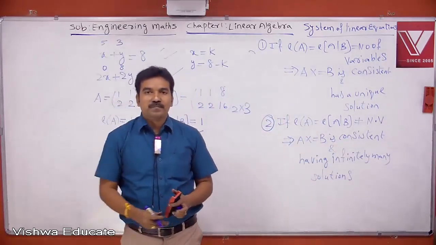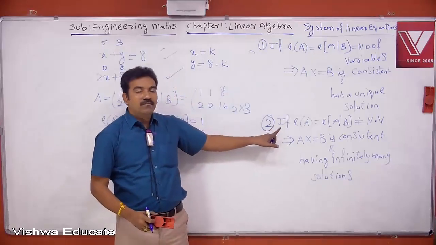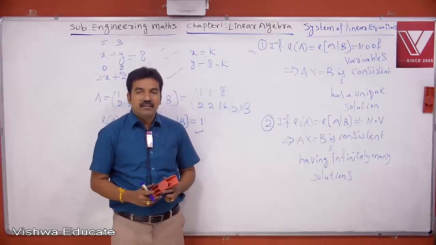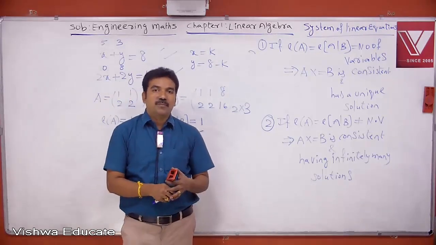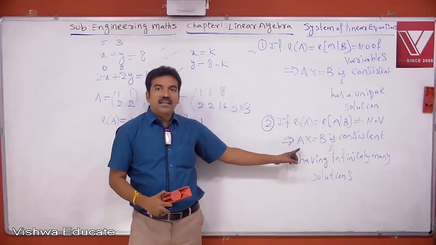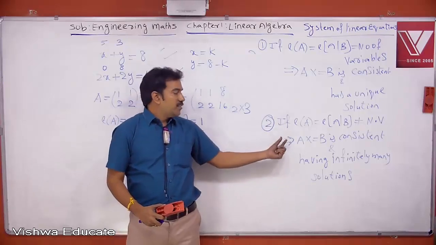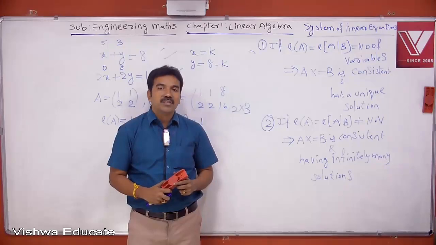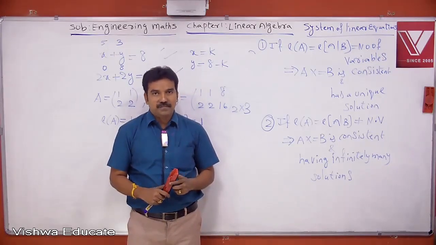Note this point 2, very very important. If rank of A equals rank of A slash B not equal to the number of variables n, this implies AX equals B is consistent and having infinitely many solutions.